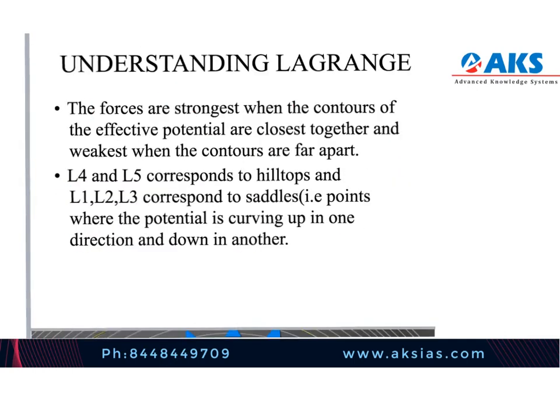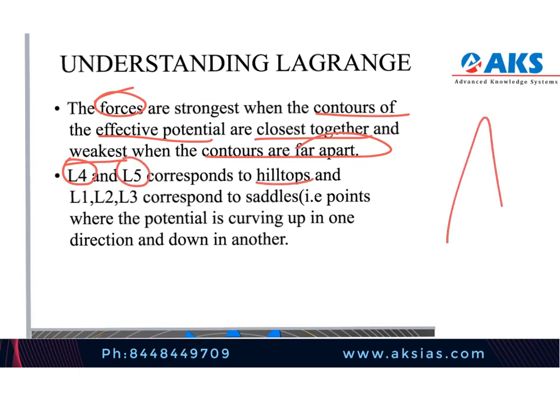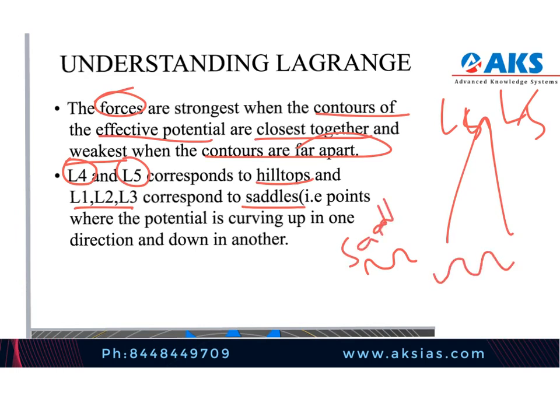So let us understand Lagrange points. See, the forces are strongest when the contours of the effective potential are closest together and weakest when the contours are far apart. For example, generally L4 and L5 correspond to hilltops, and L1, L2, L3 correspond to saddles. Saddles means points where the potential is curving up in one direction and down in another. These are called saddles. A horse's back has a saddle; in the same way L1, L2, L3 are saddle positions, and L4 and L5 are top-of-the-hill positions.